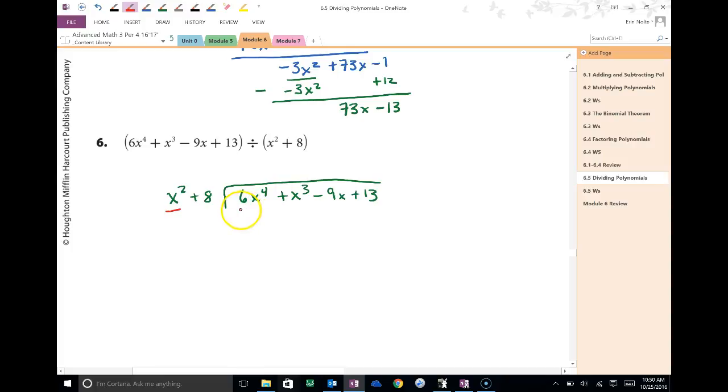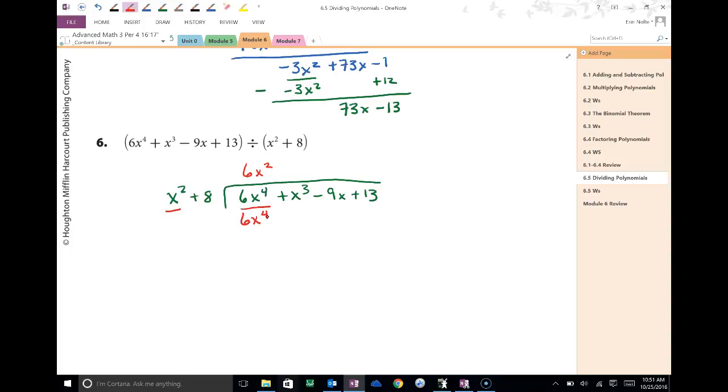Okay, so what do you have to multiply x squared by to make it 6x to the 4th? 6x squared, there you go. Okay, so now what do I do with 6x squared? Multiply it through the divisor. So 6x squared times x squared is 6x to the 4th. And then what is 6x squared times 8?